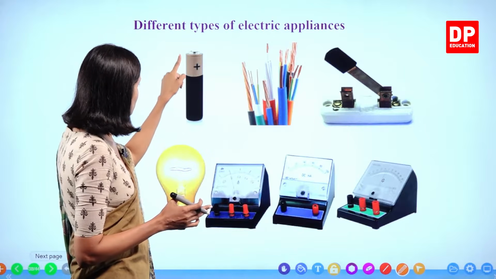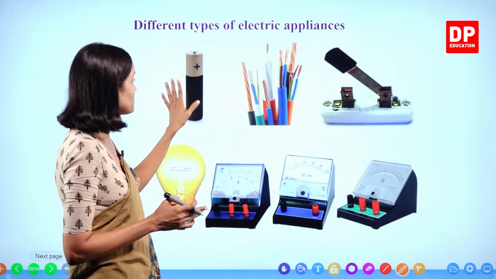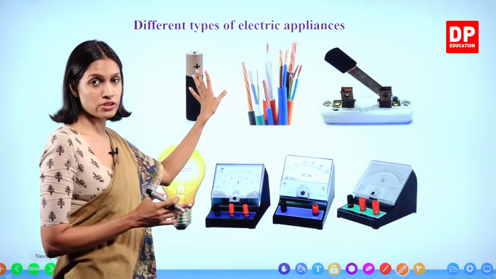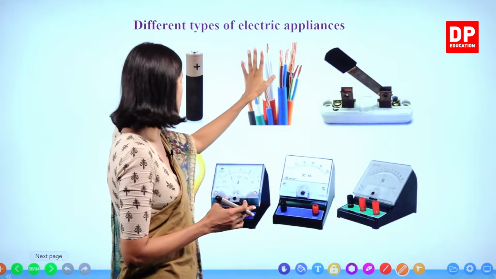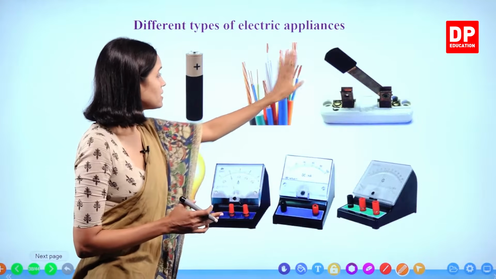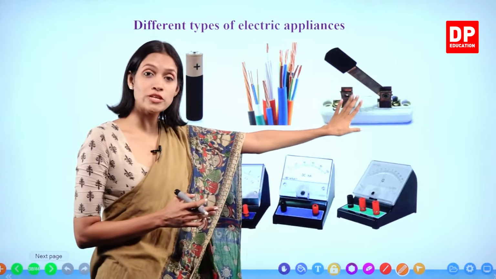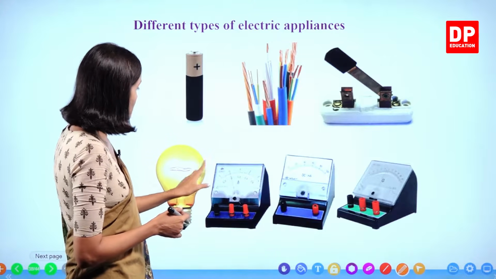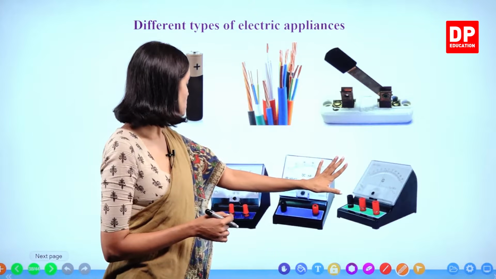Here we can see, now this is known as a dry cell, right? These are connective wires. Dry cell, you all know the dry cell, right? Connective wires also you all know, right? Now we already discussed the switch as well, right? And this is a bulb. Look at these three instruments, children.